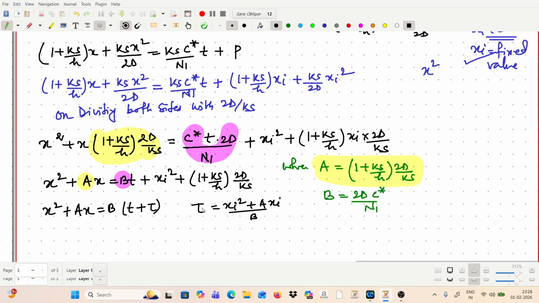Okay, for simplification purpose, this term is tau, xi square plus 1 plus ks by h 2d by ks is b t plus tau. So this equation is our x square equals to ax plus b t plus tau, where tau equals to xi square plus axi by b. Just for simplification we have written like this. So this is the Deal and Grove kinetics equation of oxidation.